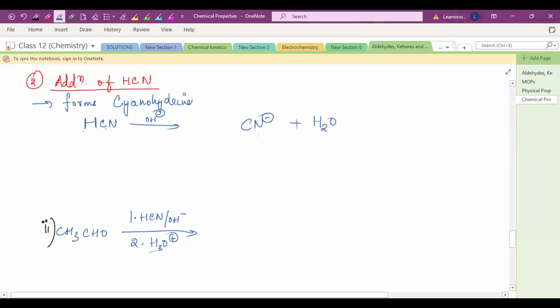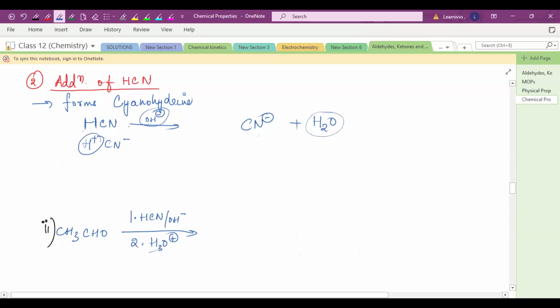This HCN, in the aqueous medium, will give you CN minus plus H2O, in the basic medium with OH minus. When you treat it with OH minus, it will give you water. It will dissociate into H plus and CN minus, and this H plus will combine with OH minus and be liberated as water.